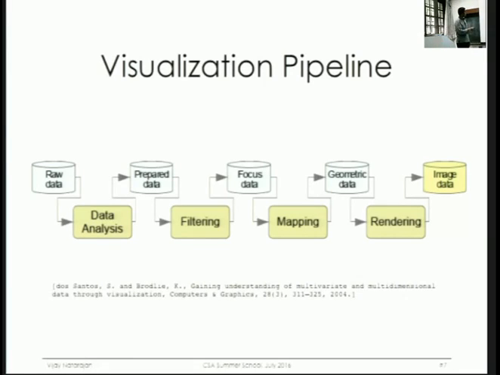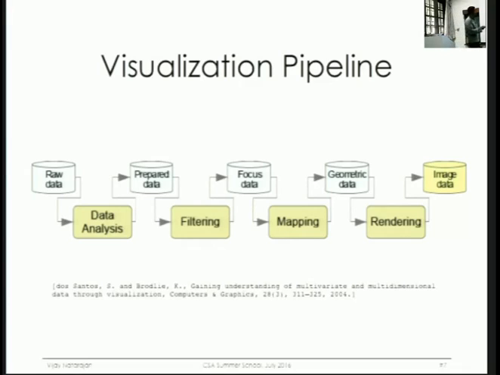Then prepared data to focus data. You may have imaged the whole body, but then you're interested only in the foot. So you want to identify the region of interest. You need good ways to store your data, good data structures to store your data so that you can quickly compute subsets, or regions of interest. So essentially that's the filtering step, going from prepared data to focus data.